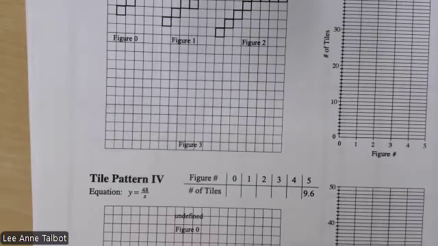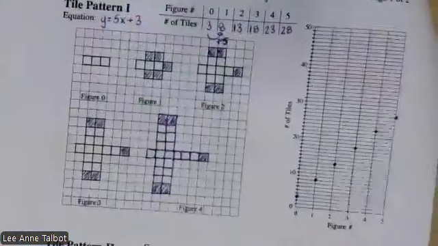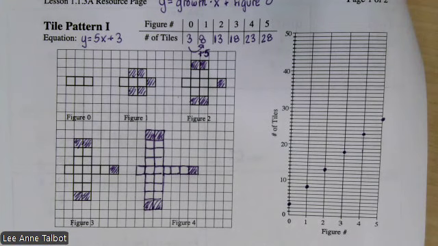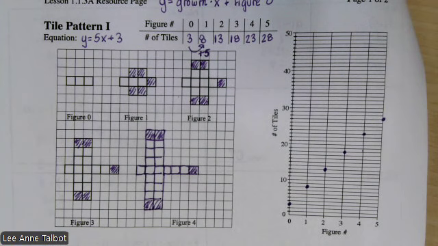Okay, take a look at the back. They gave you all the other equations, so you should be good with that. Do you understand the directions for the 4 tile patterns? So you're going to color in the new boxes, draw any figures that you need to, fill in the table, and plot the dots on the graph and resist the urge to connect them. Got it? Okay.